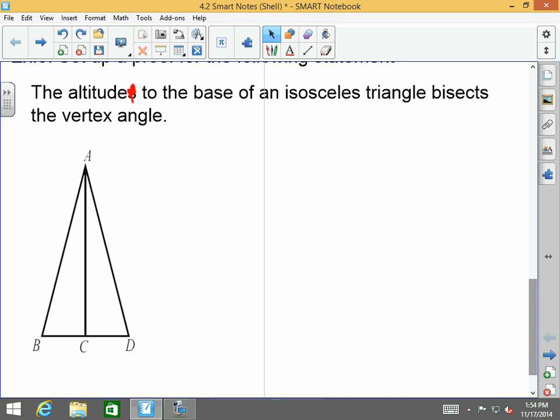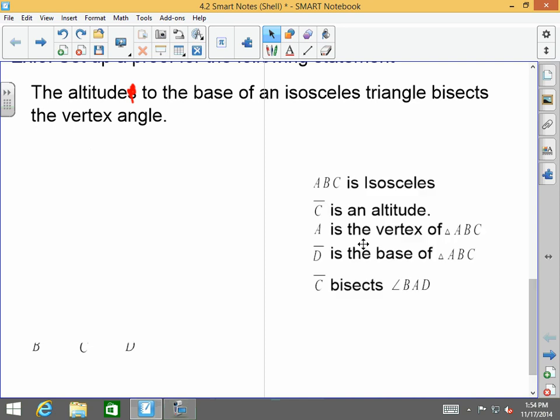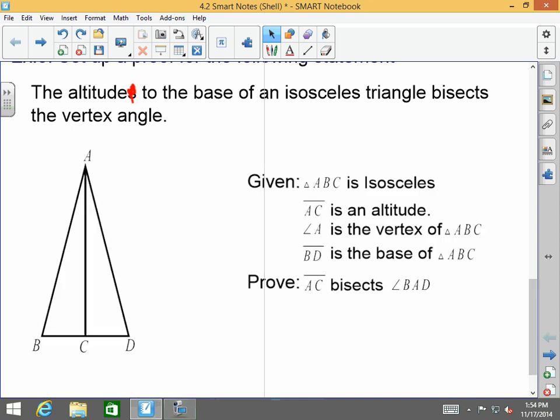You with me there, guys? So, let's figure it out. And of course, I made another mistake. It's ABD, not ABC. Sorry, there's no excuse there. So I'm trying to prove here that AC bisects the vertex angle BAD.